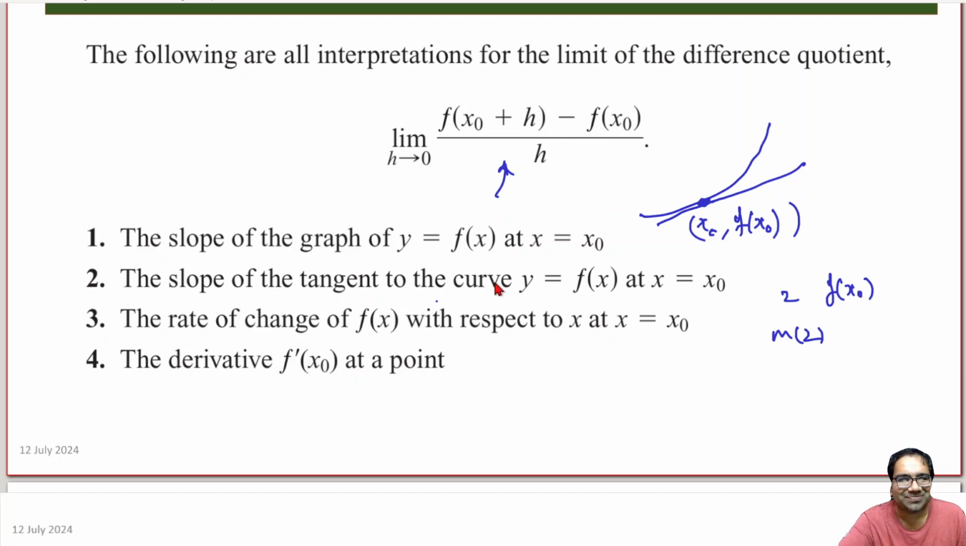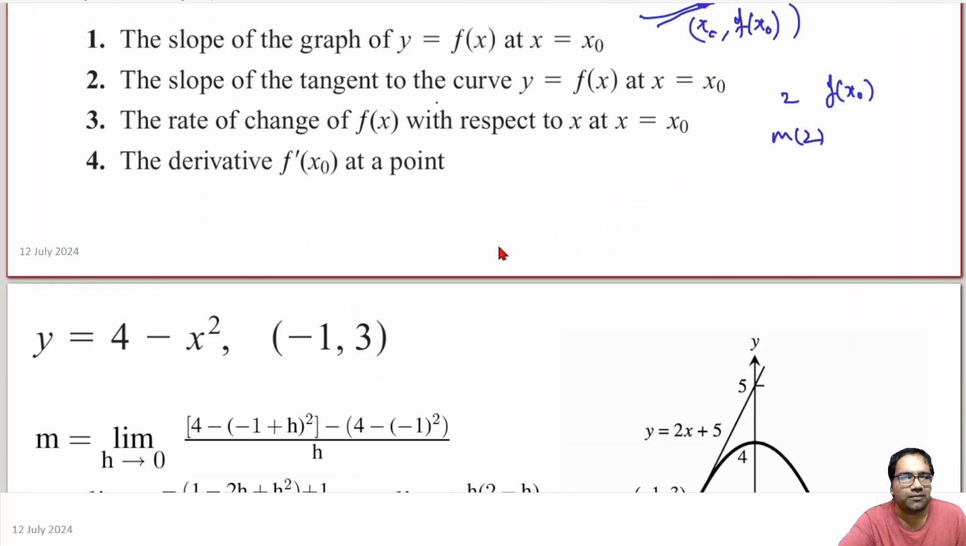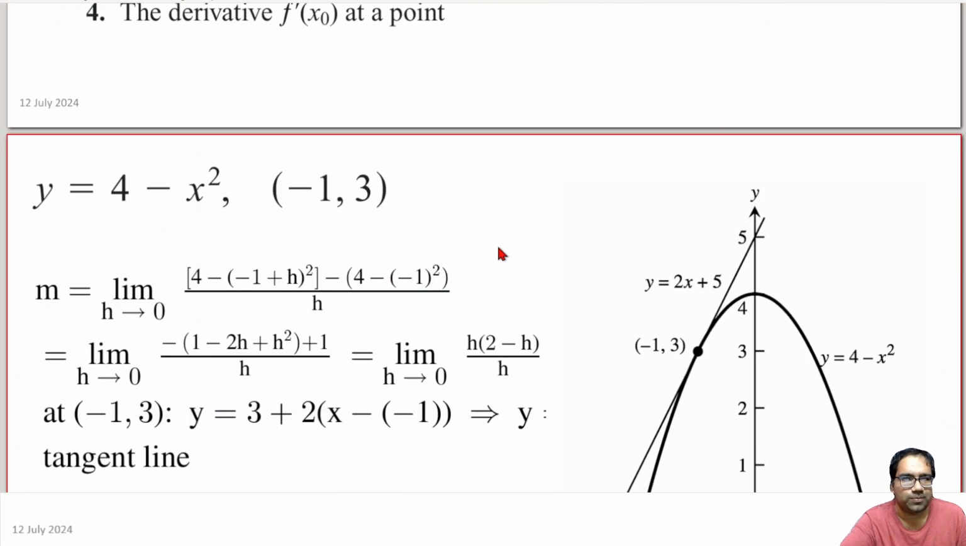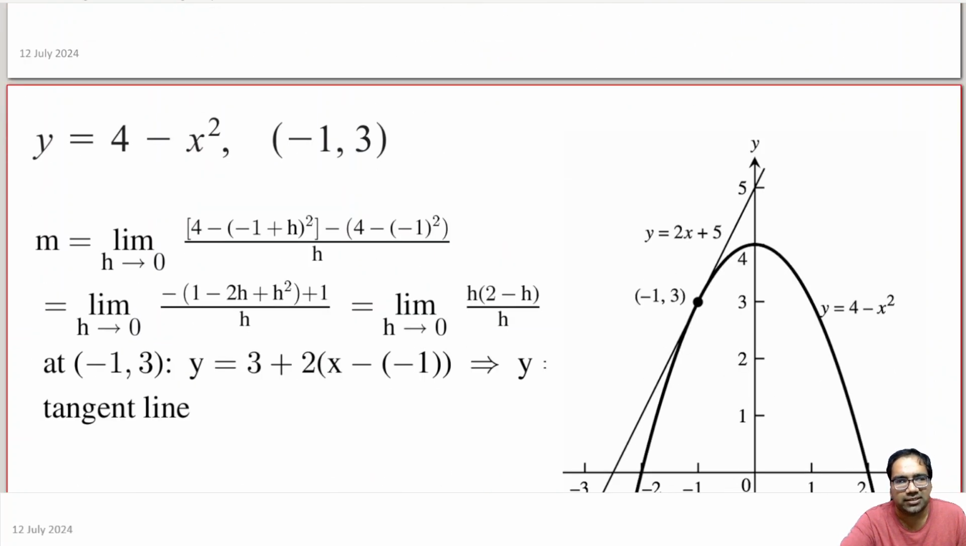Now let us look at some graphs and try to calculate some slopes. Okay, so let us take this graph. This graph is y equal to 4 minus x square. We know 4 minus x square is an inverted parabola, right? X square will look like this. We discussed it.